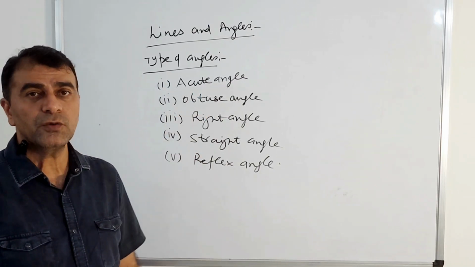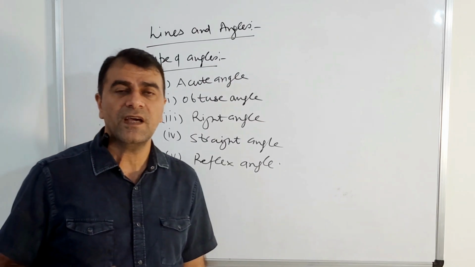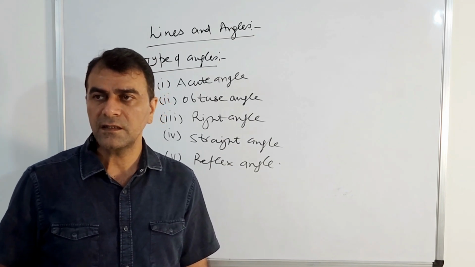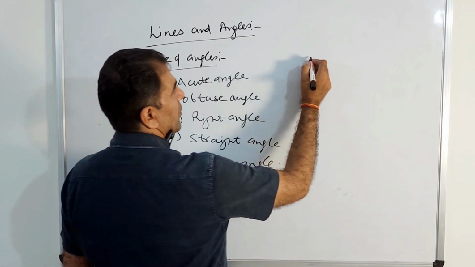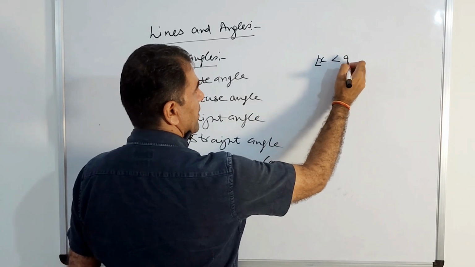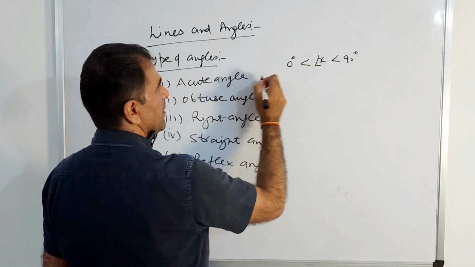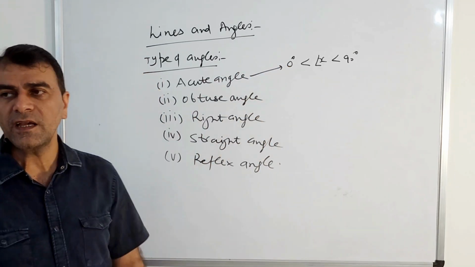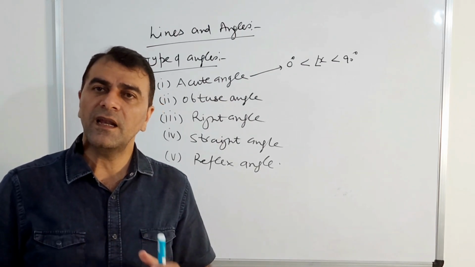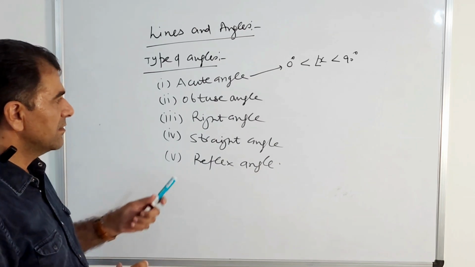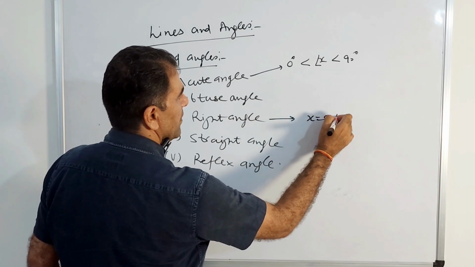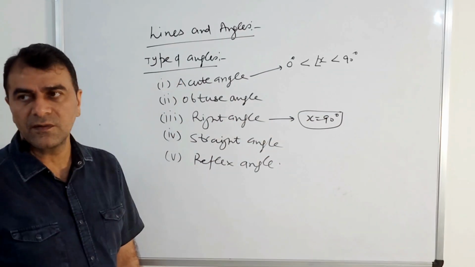So first, what is an acute angle? Any angle which has a value greater than 0 and less than 90 degrees is called an acute angle. So if the value of angle x is less than 90 degrees and greater than 0 degrees, then it is an acute angle. Any angle between 0 and 90, not 90, because if the angle is equal to 90, then it becomes a right angle.